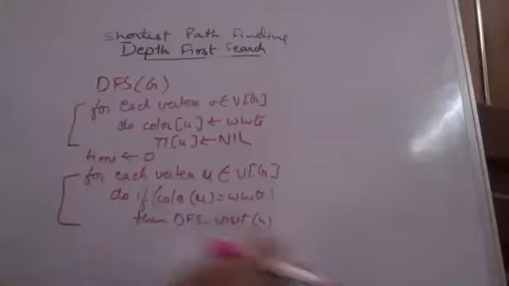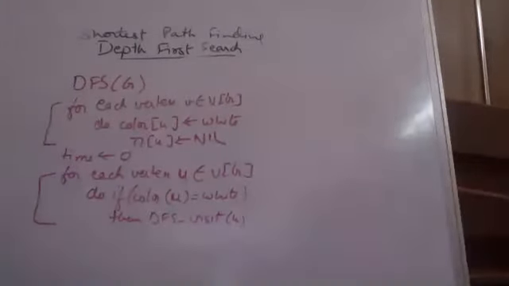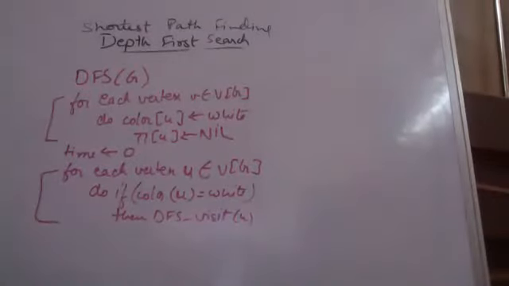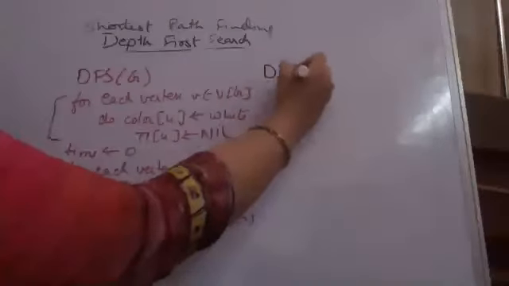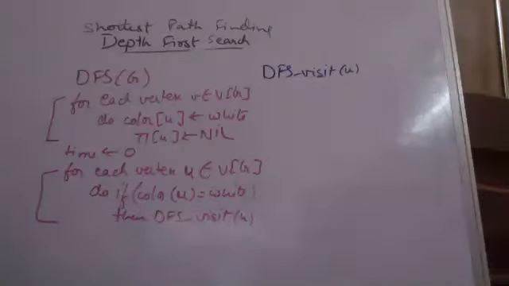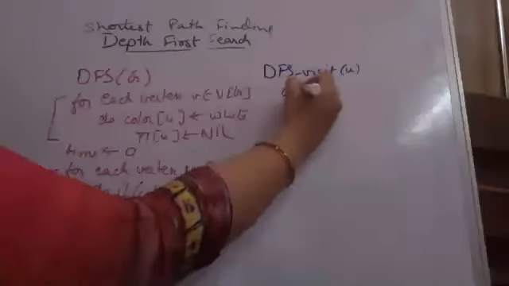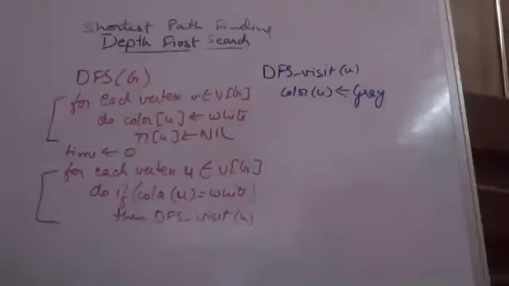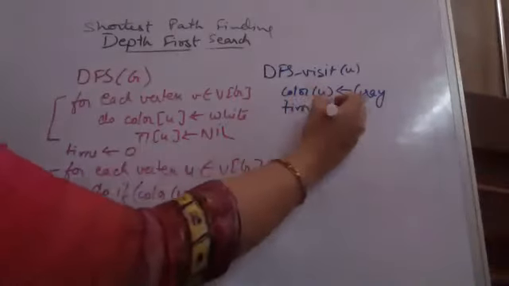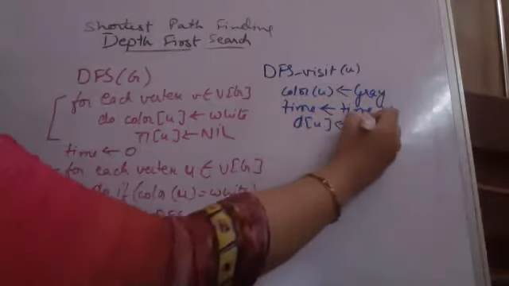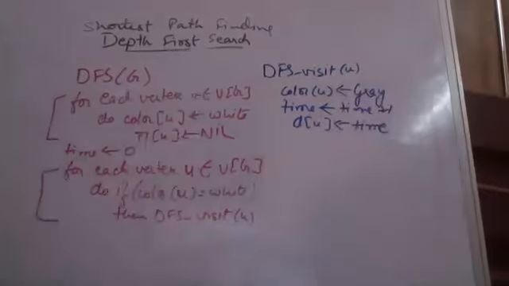Now, what is happening in DFS visit? Let me write it on the other part of the board. I have DFS visit, which I'm calling for node U. Since this is DFS visit on U, what I do, I color the node as gray initially. It was white, I change the color, I update the time, increment it, and I set the discovery time of that node to be the current incremented time. Fine.